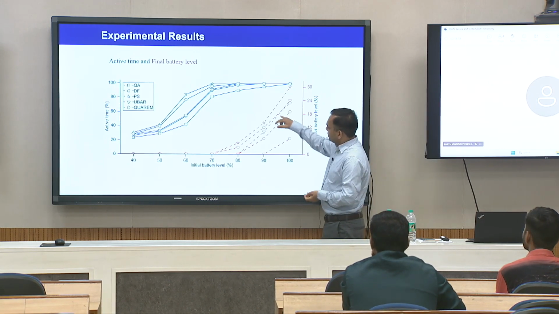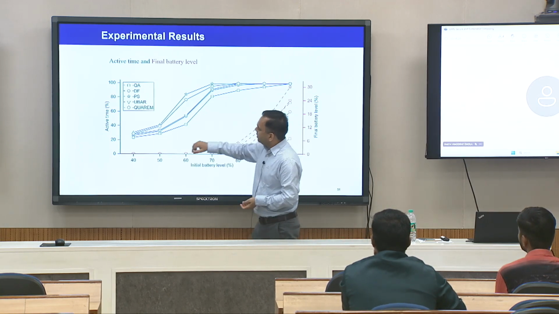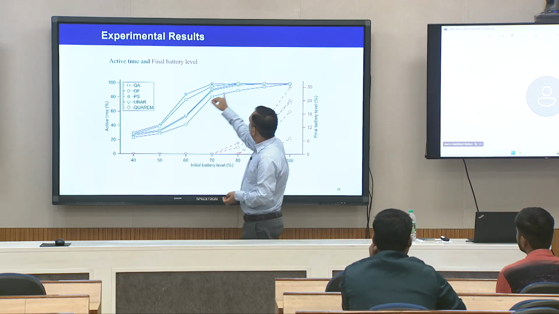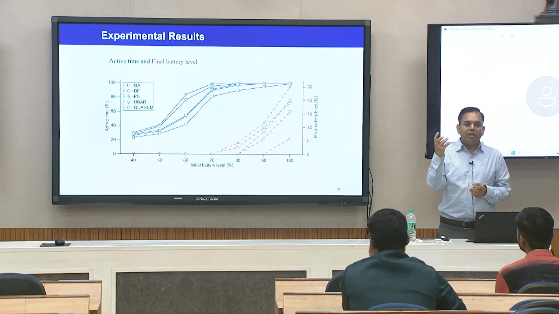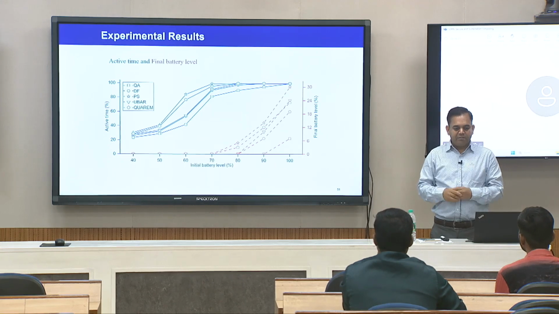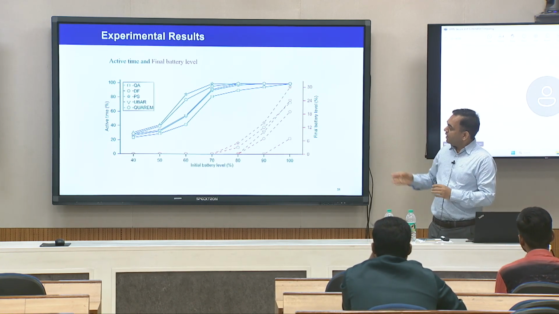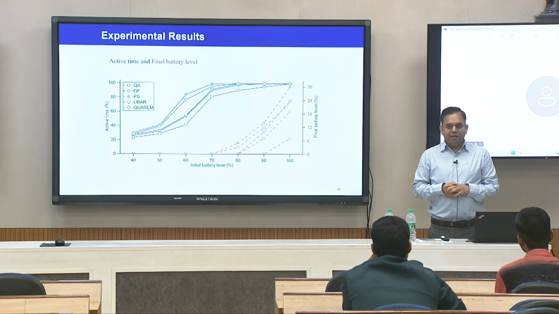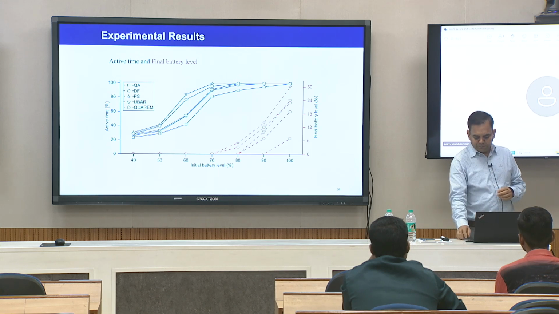And other approaches are somewhere in the middle, and our approach is also somewhere in the middle. You can see here quorum. When we try to combine all the metrics, like we want to be active and we want minimum energy consumption, then our approach sits in the middle and performs better than existing approaches.